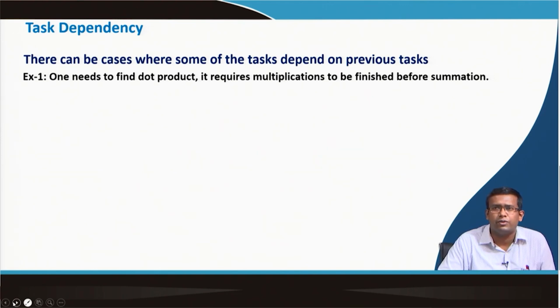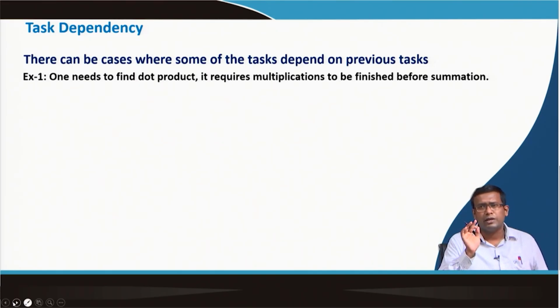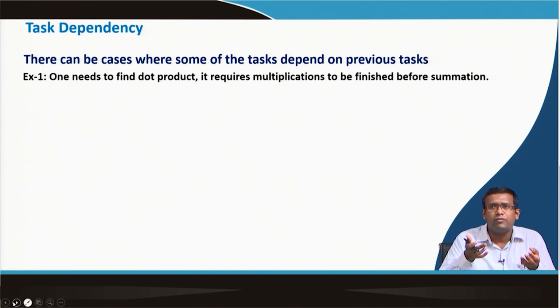Similarly, if one has to find a dot product, each element of the left hand side vector and the corresponding element of the right hand side vector are to be multiplied, and these multiplications A1 B1, A2 B2 can be done independently, but finally for the dot product we have to find the summation, which cannot be done independently. So there is at least one task which is waiting for the other tasks to get finished.